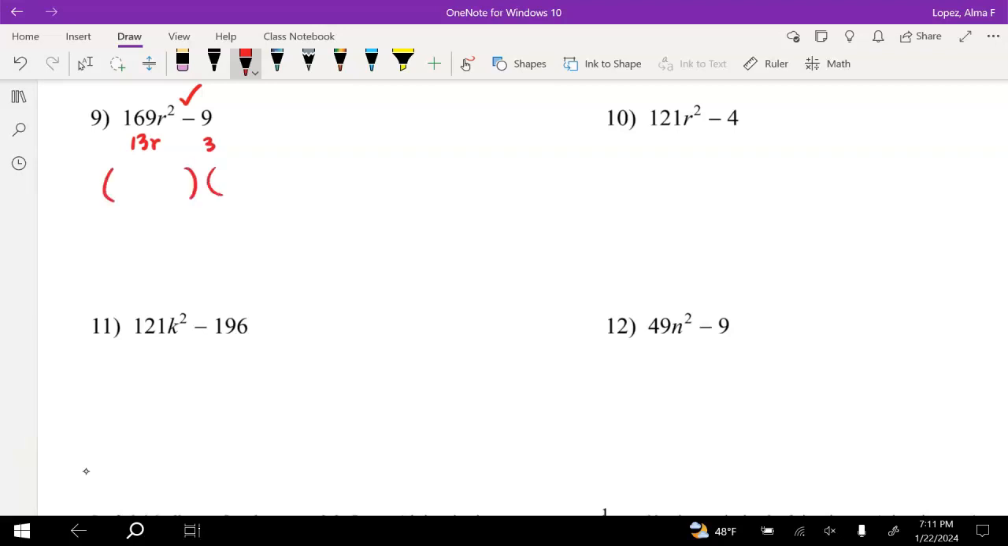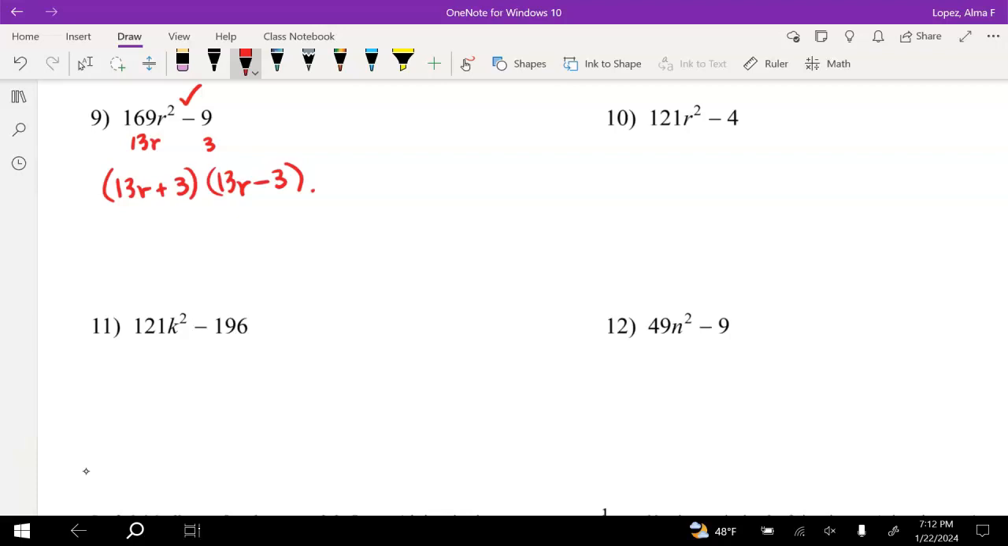Now that I've identified the bases, open up your 2 parentheses. The first base goes in the first position. The second base goes in the second position with a plus and a minus between them. We can check any of them that we want to, as you saw at the end of the last video.